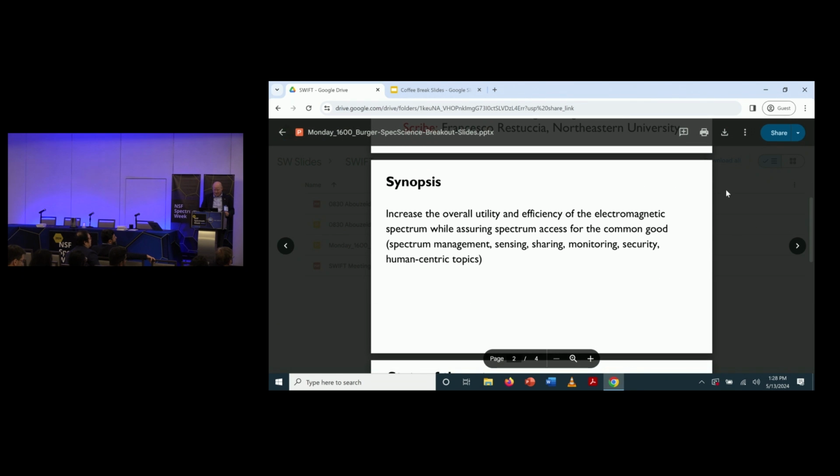So our synopsis. This was what we were charged with: we're looking at system science, systems spectrum engineering. How are we going to get more utility and efficiency of the electromagnetic spectrum? And by the way, that is not how do we make it better for the cellular companies, or for the satellite companies, or for radio astronomy. It's how do we make it better for everybody? And if you ever dealt with an FCC rulemaking, it's how do we do this in the public interest?